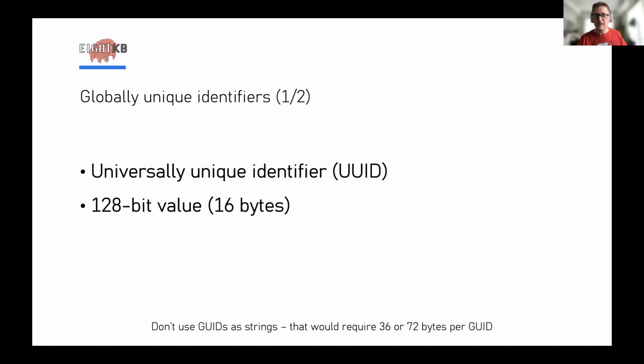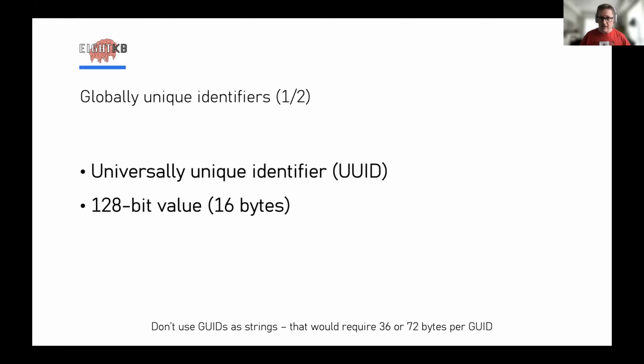GUIDs. Unique identifier. What is a GUID? Well, Jeff told us all about why GUIDs are not as bad as you think. GUIDs are universally unique identifiers. They are 16 bytes wide, or 128 bits.